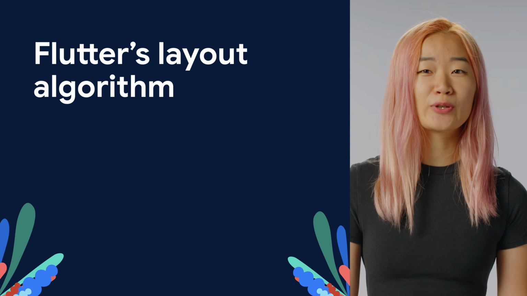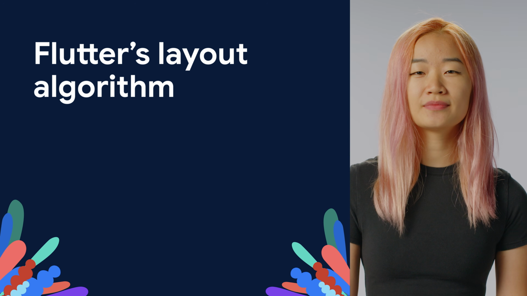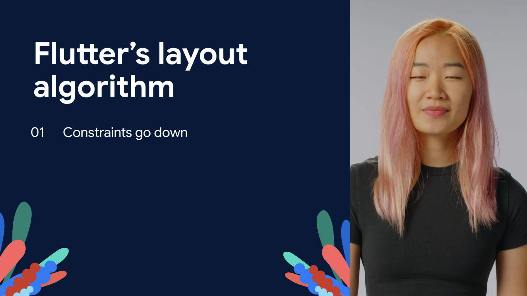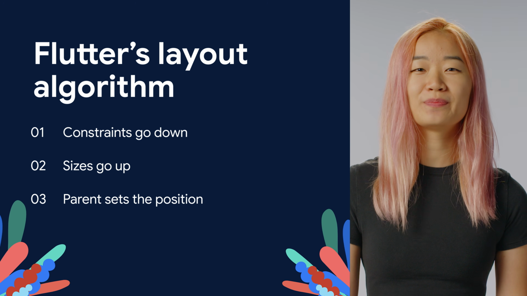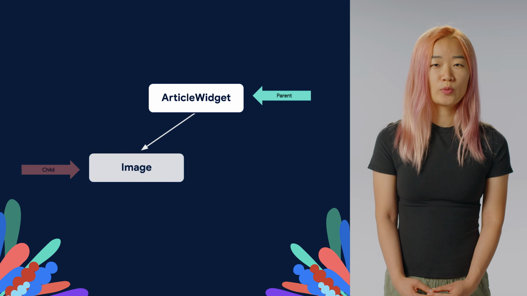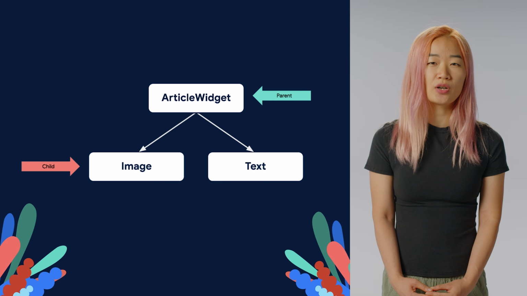Given that Flutter is a UI toolkit, you will spend a lot of time creating layouts with widgets. To really understand the code you write in Flutter, it's important to understand Flutter's layout algorithm, which is responsible for setting the size and position of each widget in your app. You can boil the algorithm down to a three-part rule. Constraints go down, sizes go up, and the parent sets the position, starting from the very root of the widget tree and working towards the leaf node.